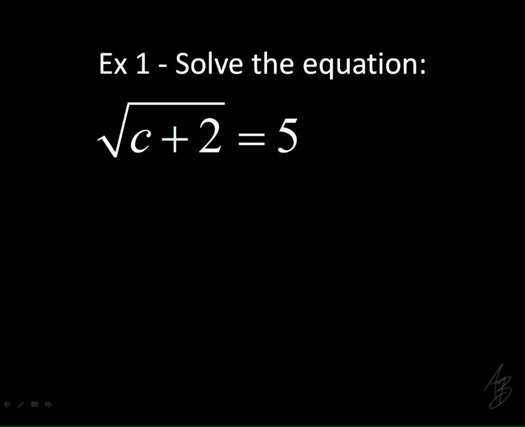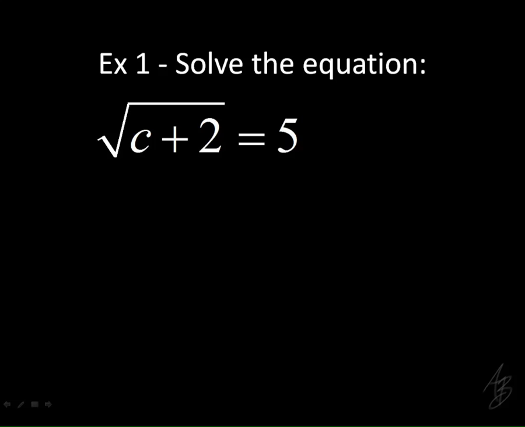In this first example, the square root of c plus 2 is equal to 5. We want to figure out what c is. So write the equation down. Knowing what we know about solving equations, it would be tempting to say, well, we need to subtract 2 from both sides. The problem is that plus 2 right now is inside the square root. And we can't subtract 2 when the plus 2 is inside the square root. So the first thing we have to do is get rid of the square root.